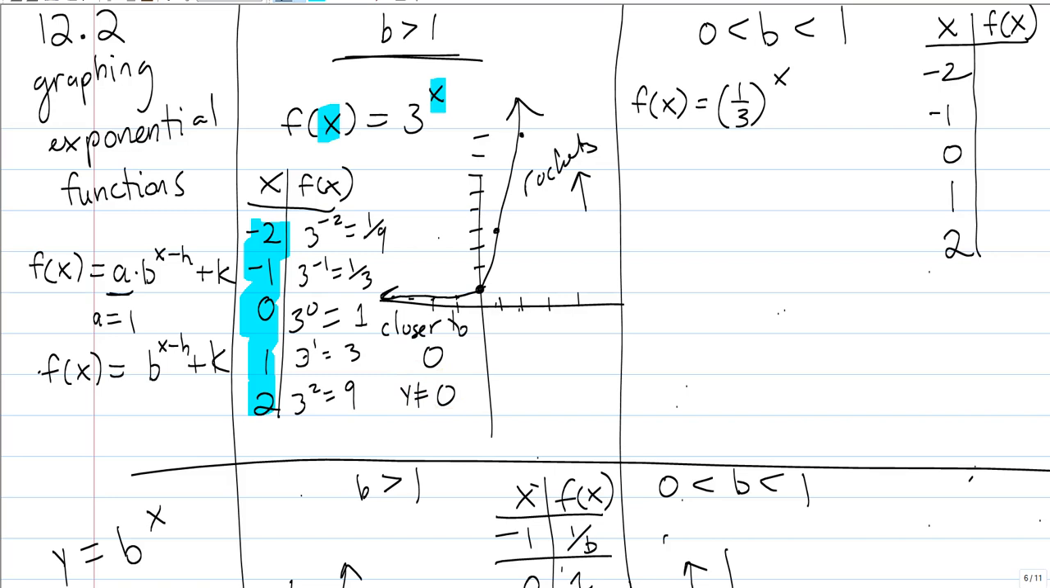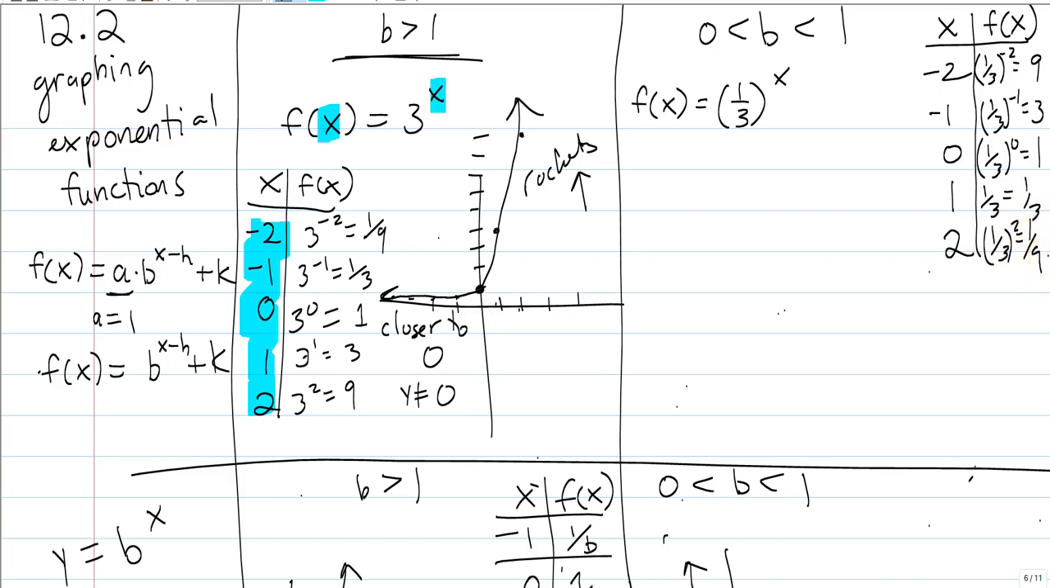Well, what happens if the base is a fraction between 0 and 1, or a decimal or a smaller number? No big deal. I can do 1/3 to the negative 2. Does not make it negative anything. It flips it to become 9. 1/3 to the negative 1 flips it to become 3. 1/3 to the 0, anything to the 0 power is 1. 1/3 to the first is just 1/3. And 1/3 squared is 1/9.